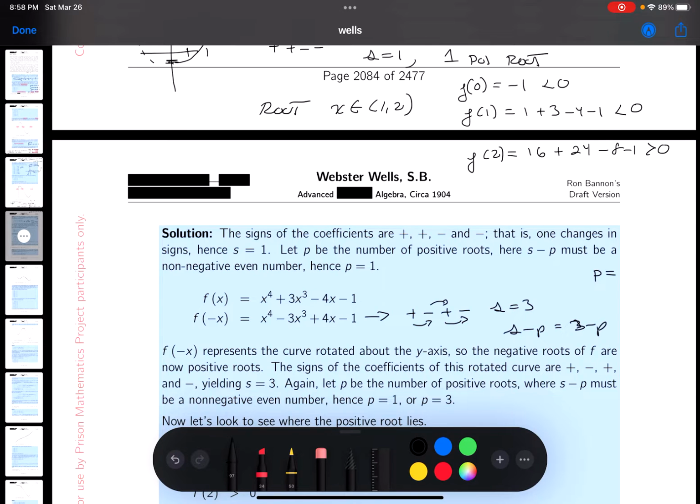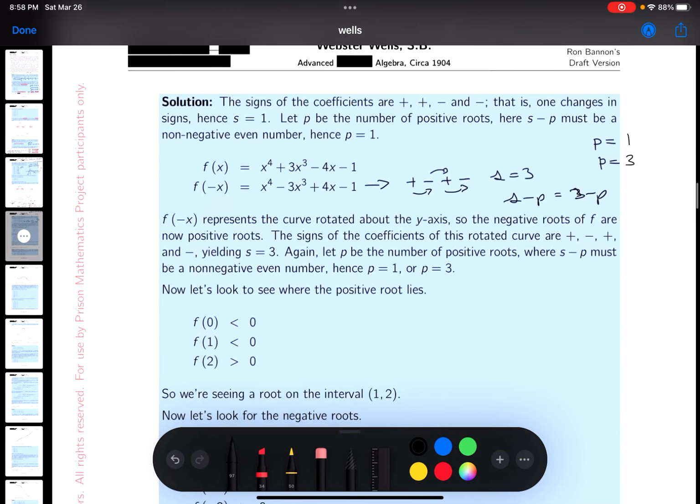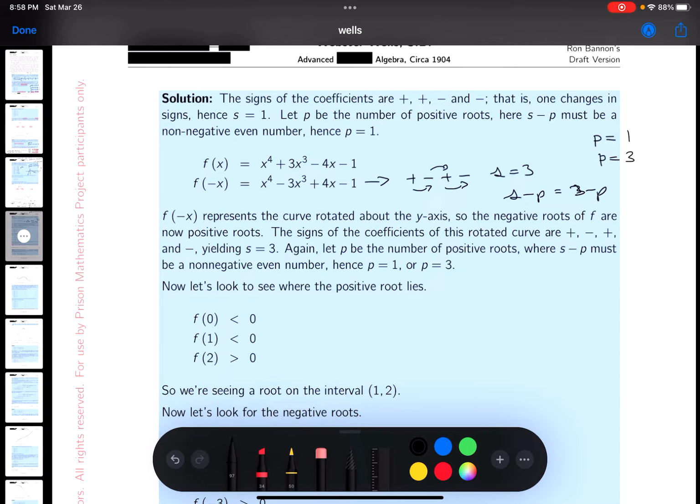Well, P can't be 0, certainly. We knew that, but just look at the picture. Could P be 1? Yeah, P could be 1. Could P be 2? No. Could P be 3? Yes. All right, so the possibility of 1 negative root, 3 negative roots. So we've got to search for them, and the way I do that is with basic sign analysis. So remember, f of 0, that's a very easy one. That's a negative number.